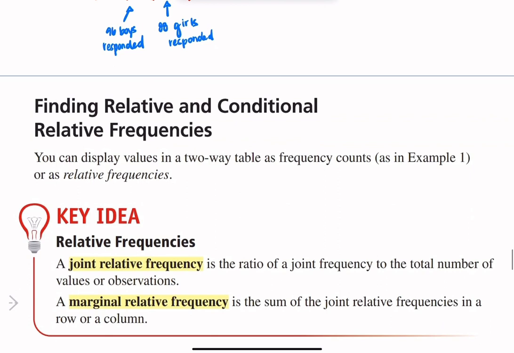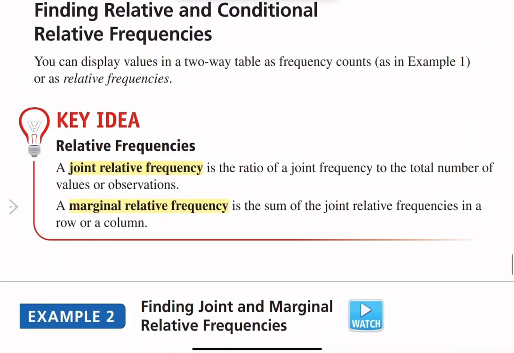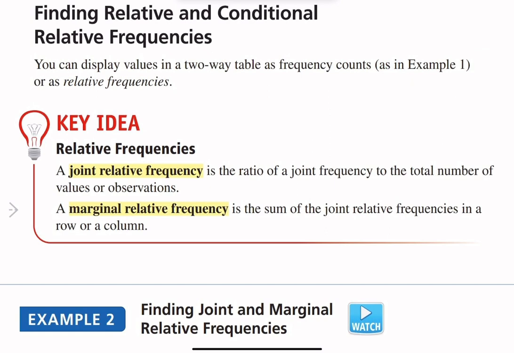Okay? The next thing we can do with two-way tables is find what's called relative and conditional relative frequencies. A joint relative frequency is the ratio of the joint frequency to the total number of values or observations. So you're basically just taking the frequency that you found in the table divided by the total. The marginal is just the sum of the joint relative frequencies. So same as before. Once you find the joint relative frequencies, the marginals are just the sums.